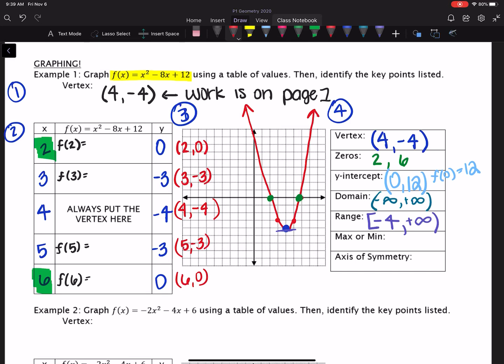Since my parabola is opening upward, I know that my vertex is going to be a minimum value. And the very last thing that we can identify is my axis of symmetry, which is going to cut my parabola directly in half and go through the vertex. That's going to be at x equals 4.